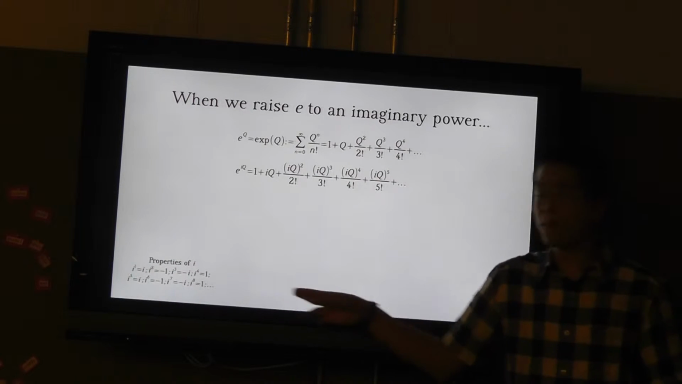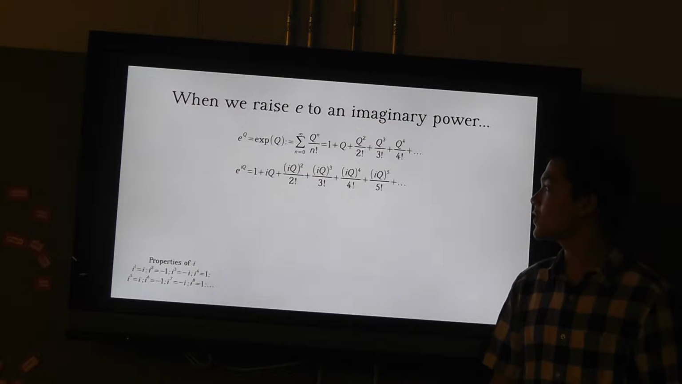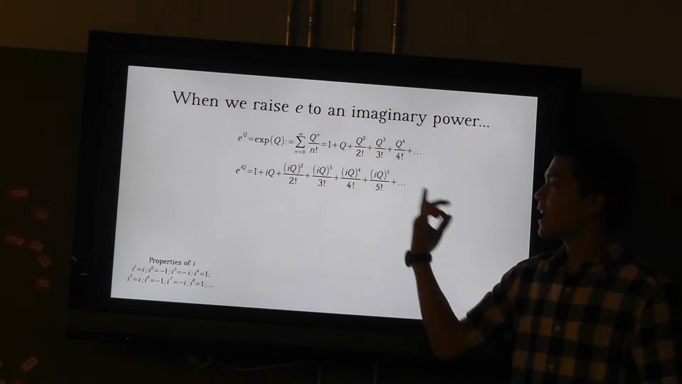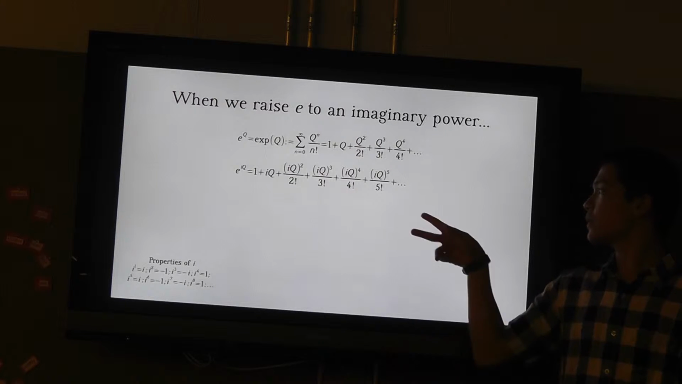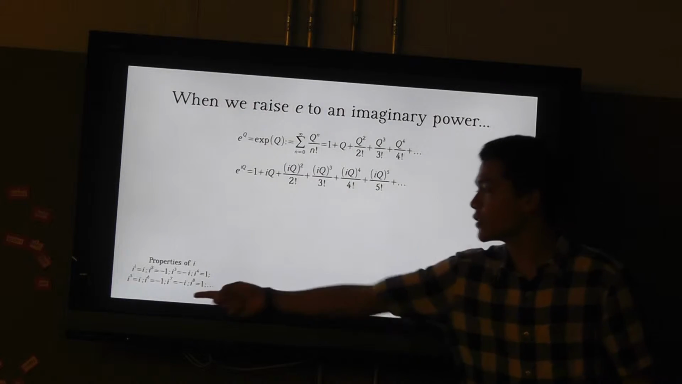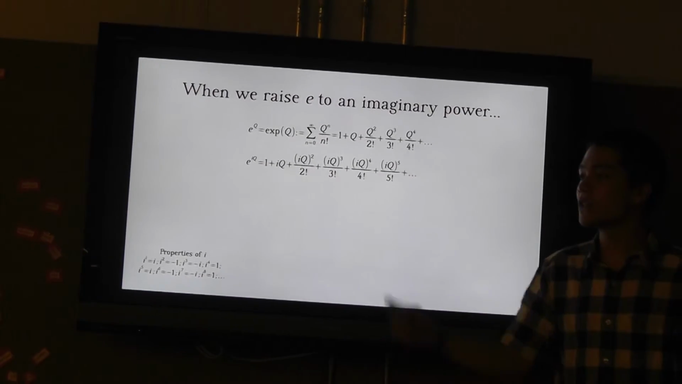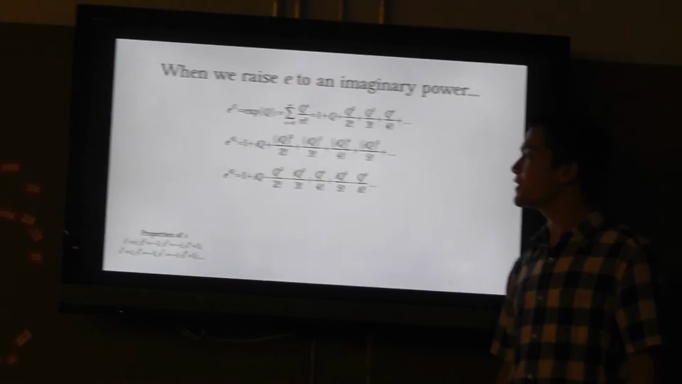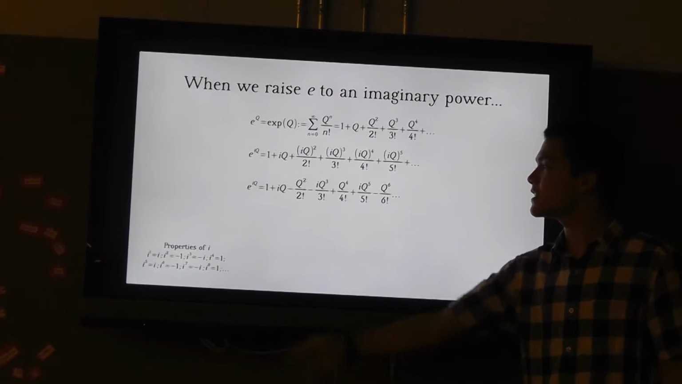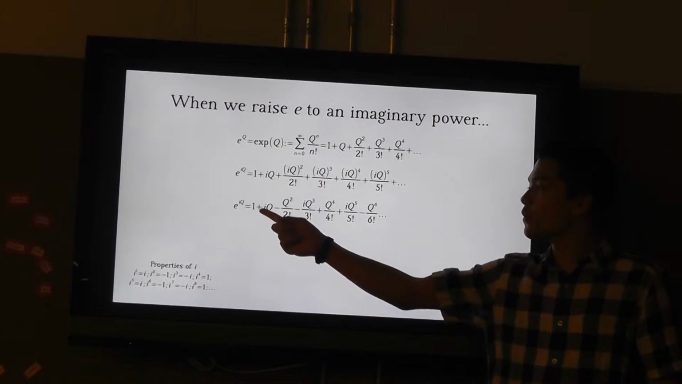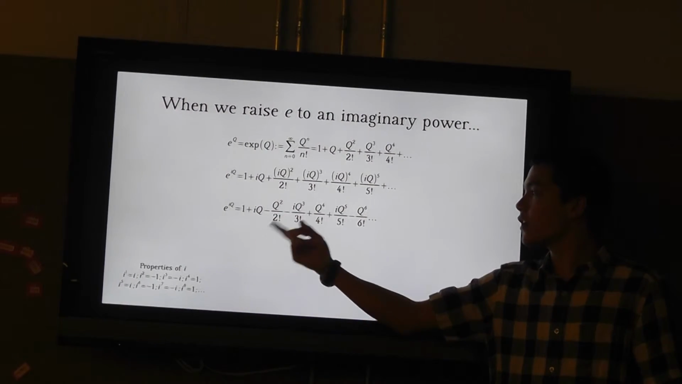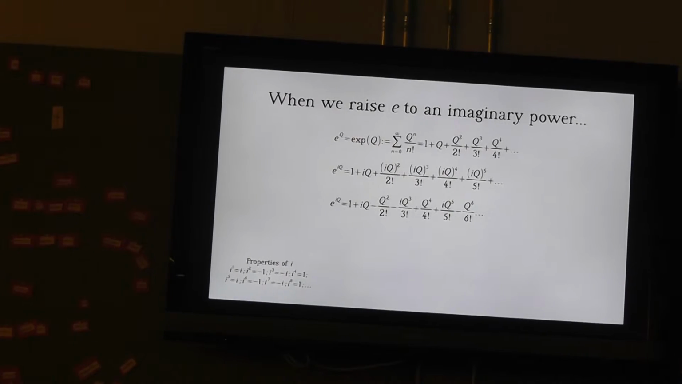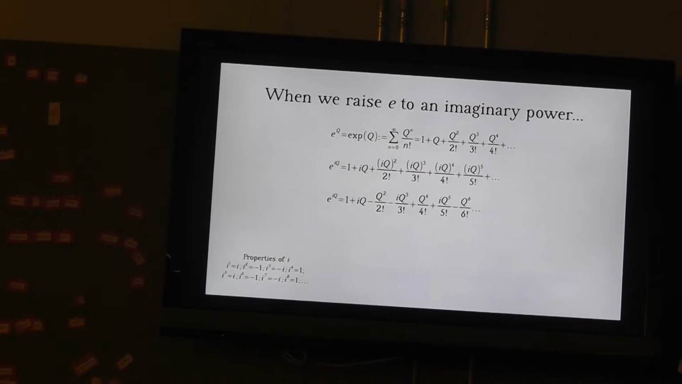And if you remember from our properties of the imaginary unit, that i squared equals -1, and i cubed is -i, and i to the fourth is 1. So really, this should follow the same pattern that the powers of i do. So if we simplify it, you notice it becomes e to the iq equals 1 plus iq minus q squared over 2 factorial minus iq cubed over 3 factorial plus q to the fourth over 4 factorial plus iq to the fifth over 5 factorial.